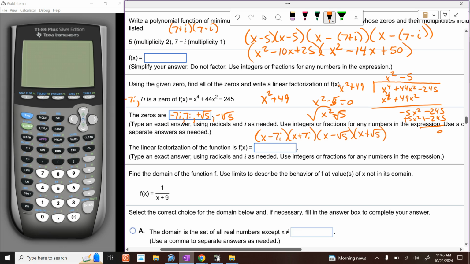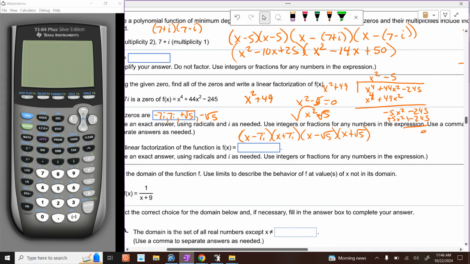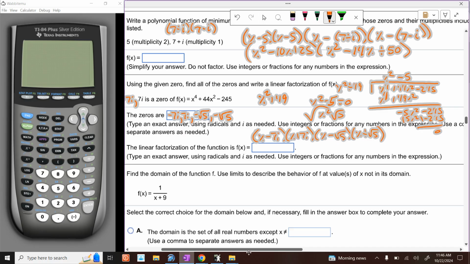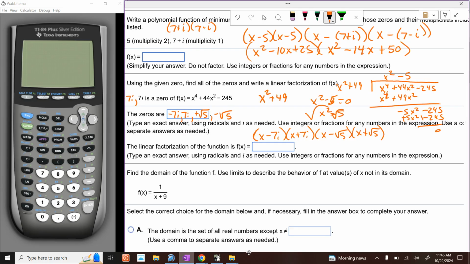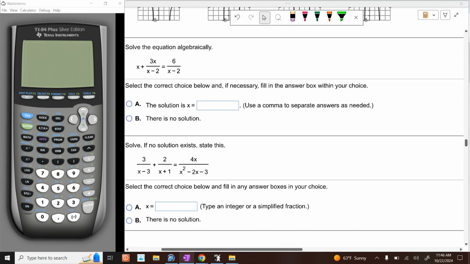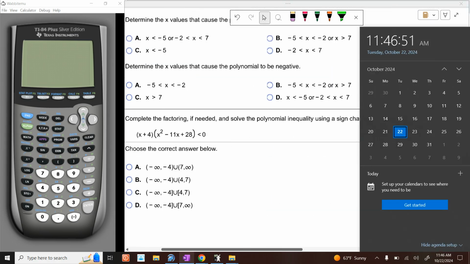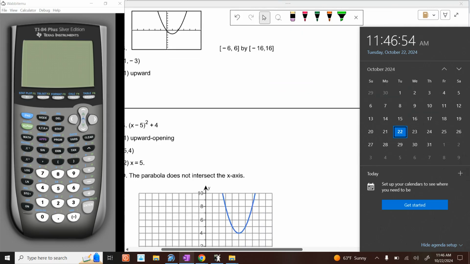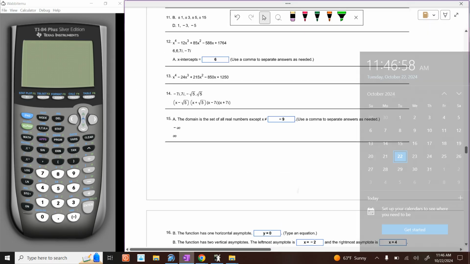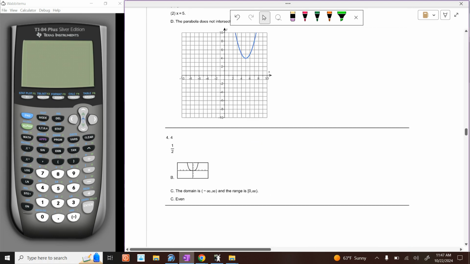Wait, wouldn't it be 490? Negative 490 instead of 0? No, because I changed my signs and added. It's negative 245 plus 245. Yep.